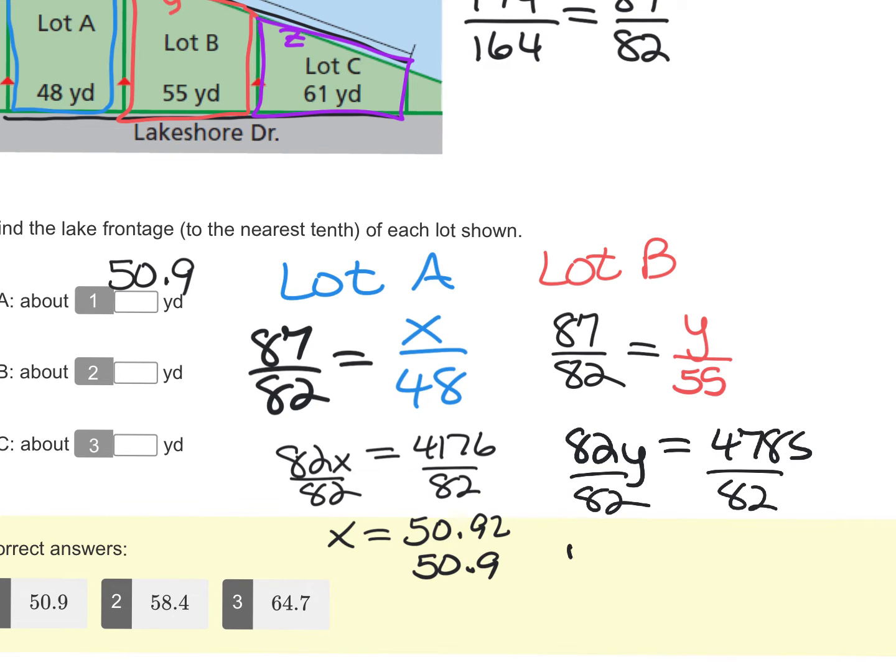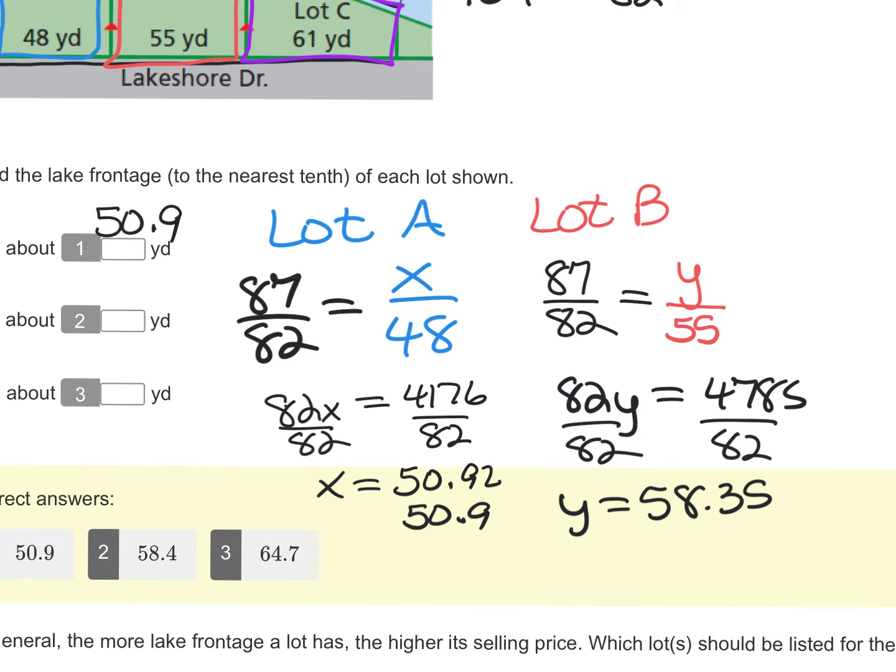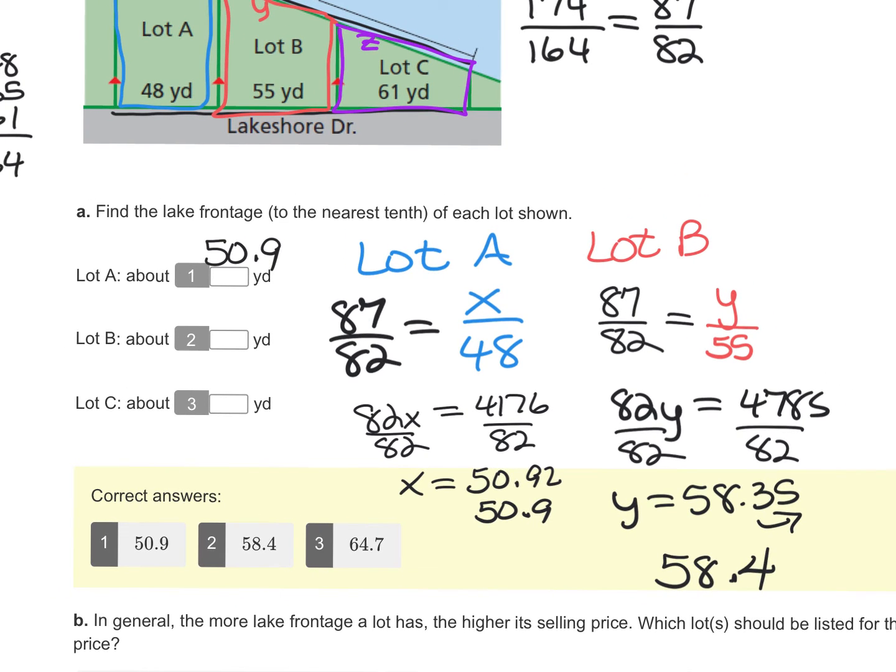And this gives me 58.353658. Again, I don't need to take it more than the hundreds place because the 3 just needs to look at the 5. And the 5 tells the 3, you're rounding up. So lot B is 58.4.